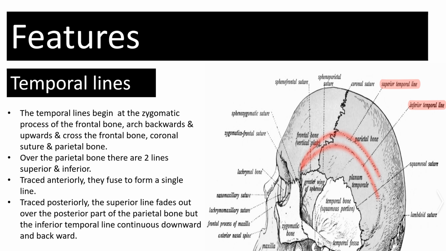Then after that, over the parietal bone, there are two lines. So there are two temporal lines. First is the superior temporal line and second is the inferior temporal line. When they are traced anteriorly, they fuse to form a single line, and when they are traced posteriorly, the superior line fades out over the posterior part of the parietal bone, and the inferior temporal line continues downwards and backwards.